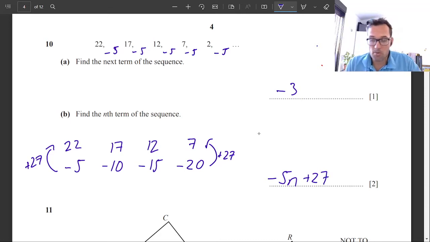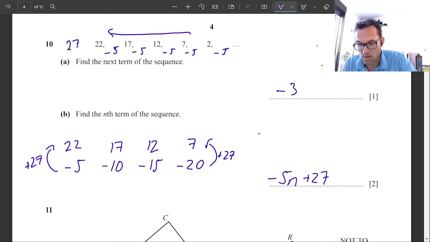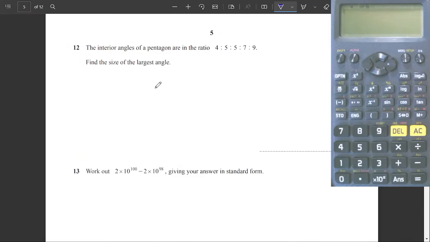Shortcut as well: get the 0th term. Continue your sequence that way. What would be the term before the first term? The term over here would be 27, because 27 minus 5 is 22. That's also how we determine what comes at the back. And we've done it.